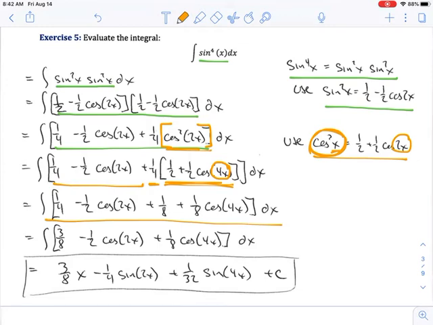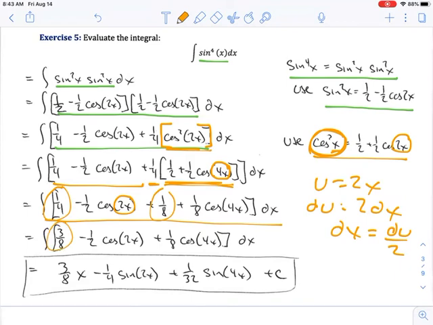And so now we can integrate each one of these terms using U substitution. Here, your U is equal to 2x. du is equal to 2 dx. So dx is equal to du divided by 2. So you just end up with a 1/2 factor in there. So 1/4 and 1/8 combine to be 3/8. This just comes down to here. This just comes down to here.